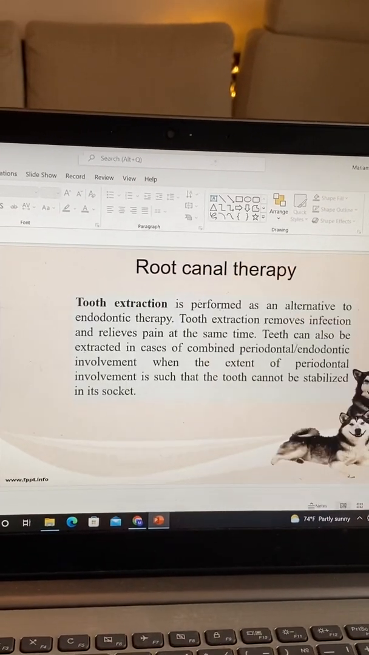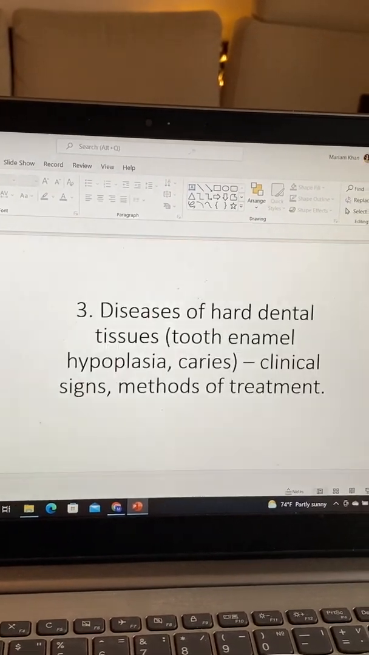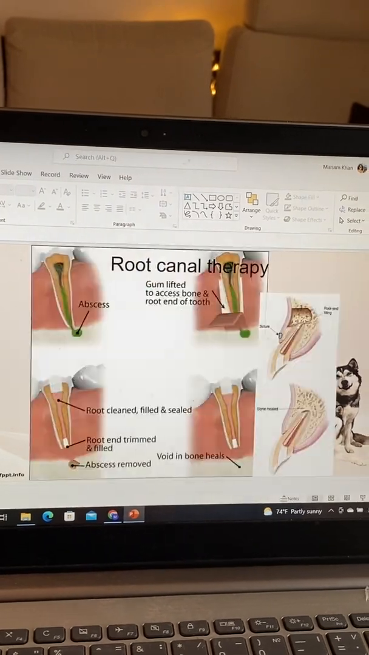There's also an apicoectomy, is that here? Sorry, I'm just trying to find it. Okay, I'll just use this picture again.